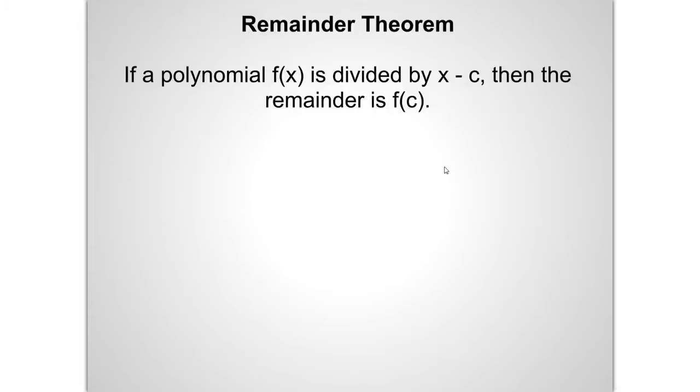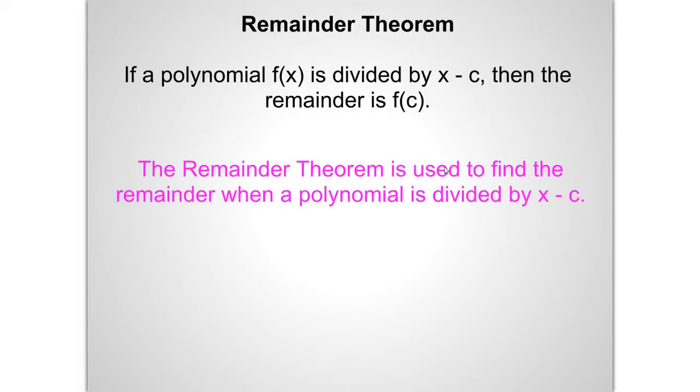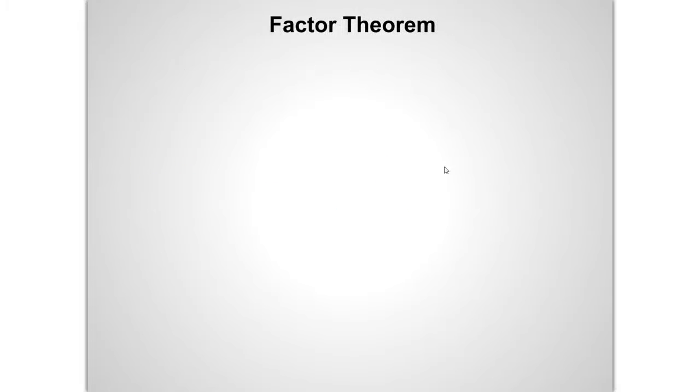So the remainder theorem, again found on page 244, serves this purpose. It's used to find the remainder when a polynomial is divided by x minus c. That's the use of it, and it's good to know that. You might want to jot that down. That's what the name kind of implies. So the remainder theorem is used to find remainders.